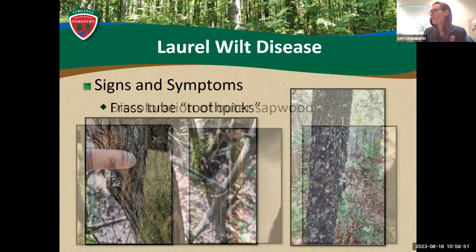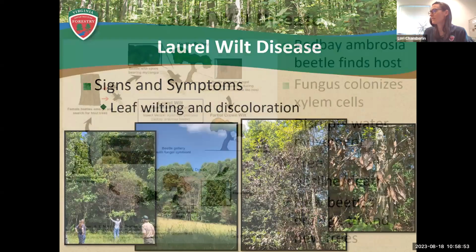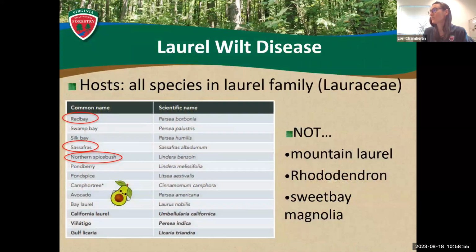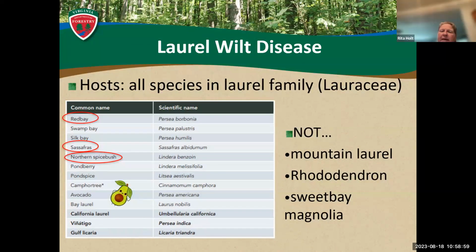Yeah, so I'm going back to that list of hosts, because really it's anything in the laurel family. To my knowledge, anything in the laurel family can be impacted by laurel wilt disease. So the ones that I've circled here, red bay, sassafras, northern spicebush, those are the ones that we're focused on in Virginia because they're the most common. But anything in the laurel family can be impacted, to my knowledge.